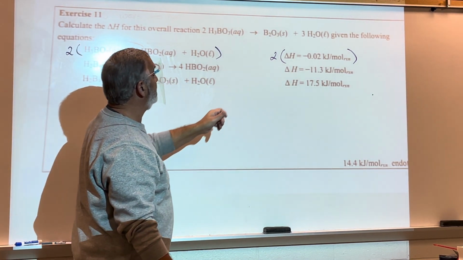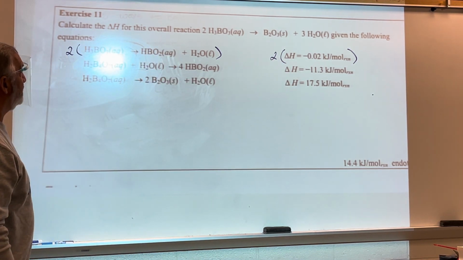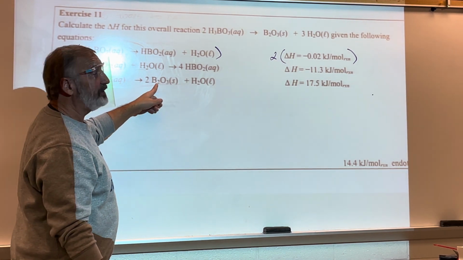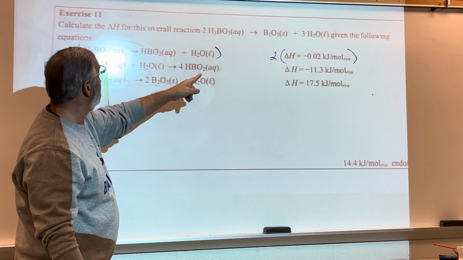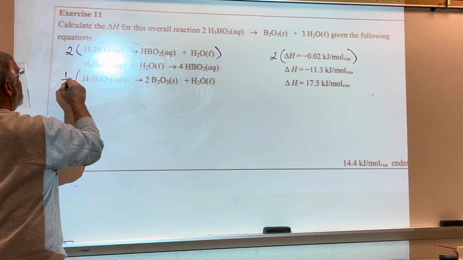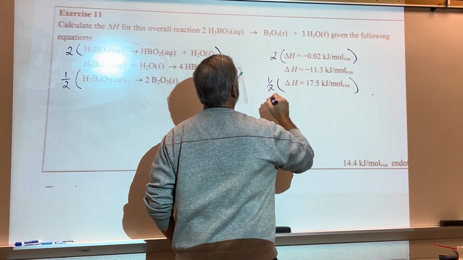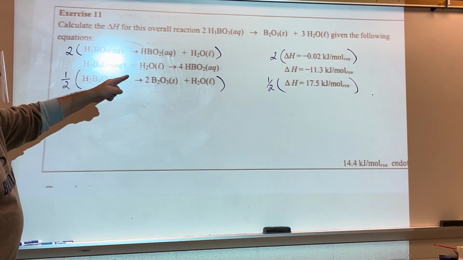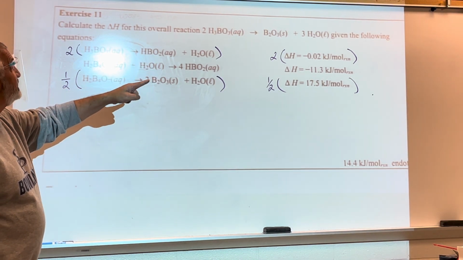So the next component I'm going to look at is the B2O3. Well, where is B2O3? Third one. The third one, right? And it's already on the right-hand side, so it's in the correct position, but I have 2 of them. How many do I need? 1. I only need 1. So I have to multiply this by a half. So I have to multiply this one by a half. Now, I have H2O liquid. Where's H2O liquid?